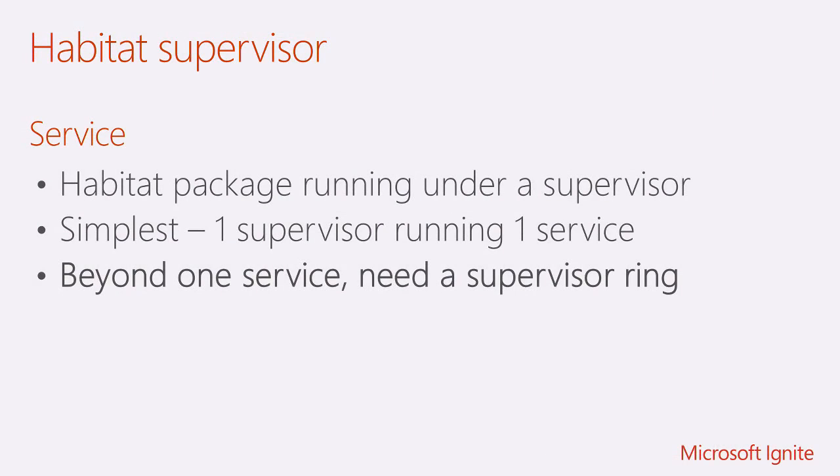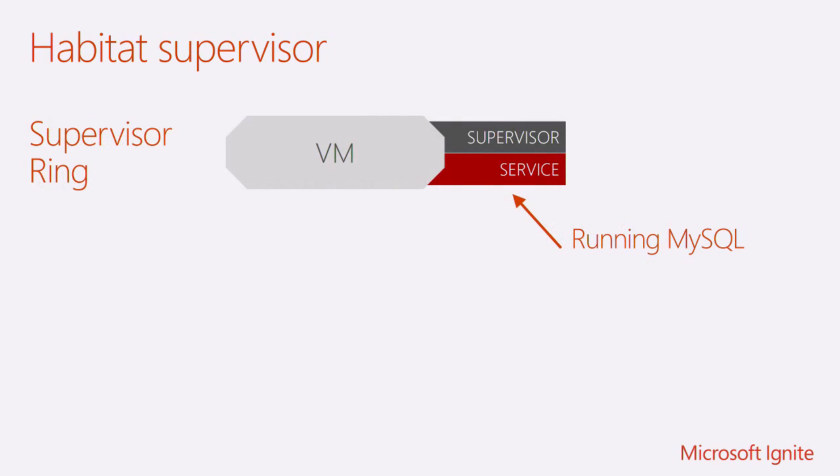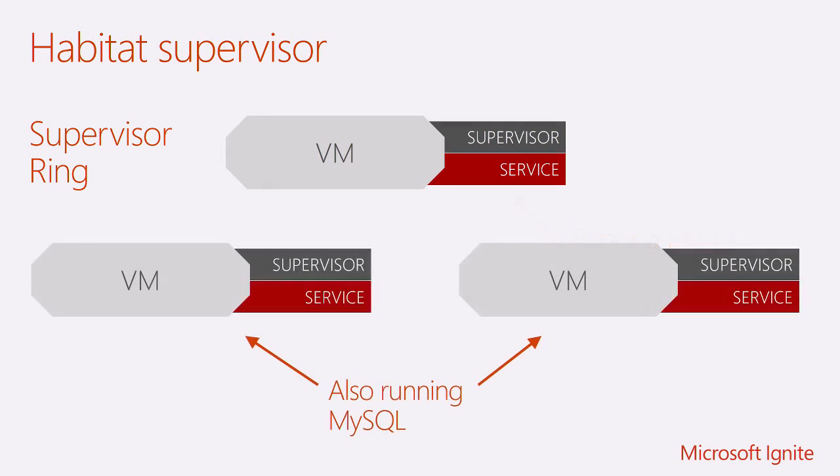So when we go beyond one service, beyond that simplest example, we need what's called the supervisor ring. Let's look at an example of this. Let's say we start off with one supervisor on a VM running a MySQL package. Now, as our application grows, we decide that we want a MySQL cluster. So we spin up 2 more VMs and install that MySQL package on them.